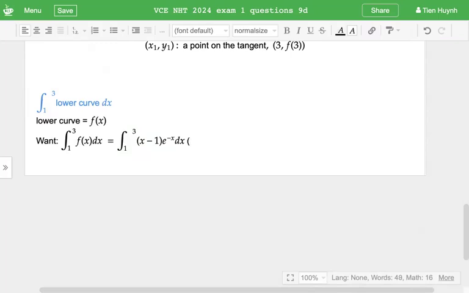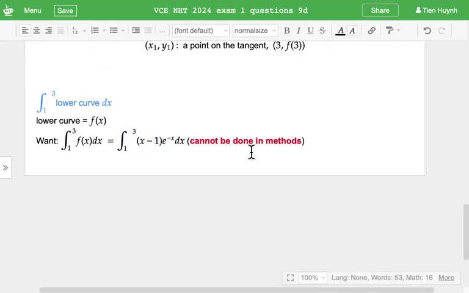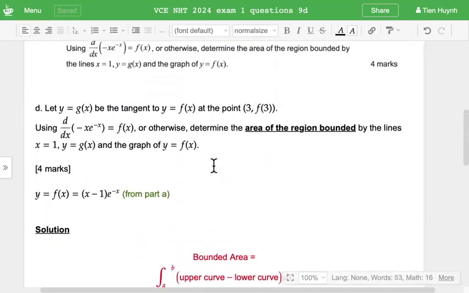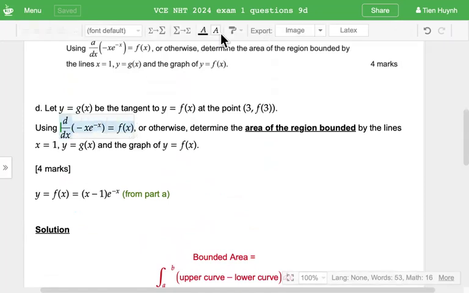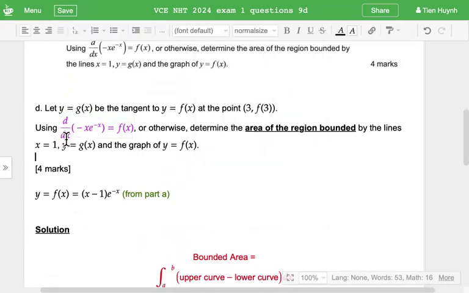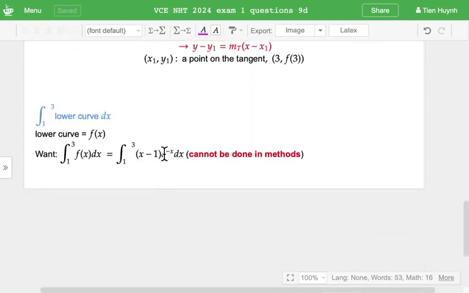in Methods, it cannot be done. In Specialist, you will have a method of integrating it. But right now, within the scope of Methods, you would not be able to integrate it. Then how can we integrate this expression? We can do it by using what the question suggests here. It is this information: when you differentiate negative x e to the negative x, you have f(x). This information is very, very important to us.